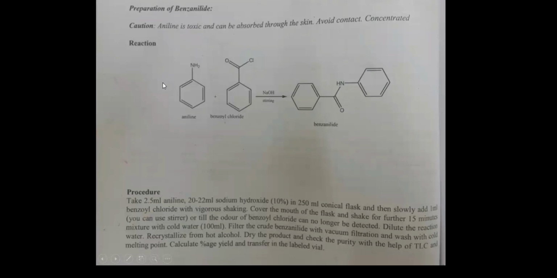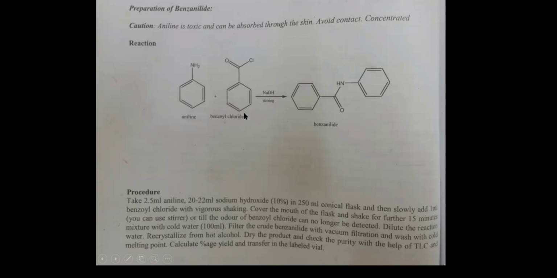Preparation of benzanilide. This is the copy from your manual, and this is the procedure, and this is the reaction, and this is the compound benzanilide. And you have to take aniline. This is the structure of the aniline. Aromatic ring with NH2 is aniline, and this is benzoyl chloride.